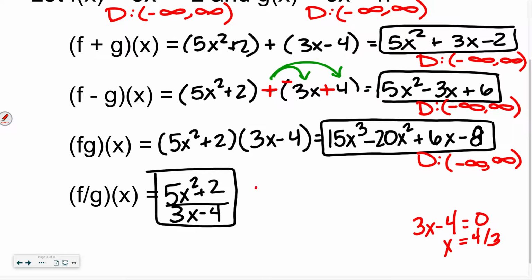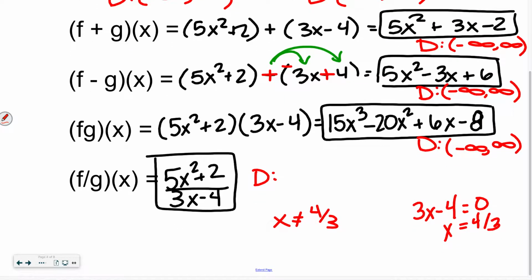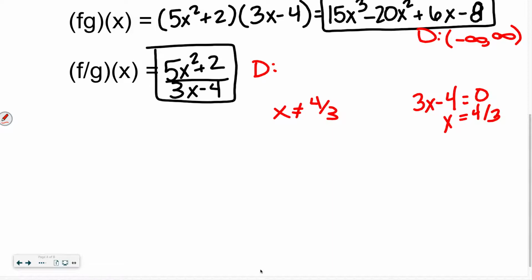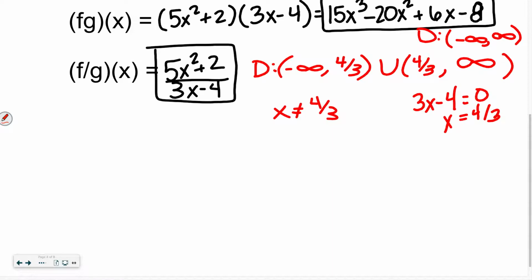In interval notation, how do we say x does not equal 4/3? Bracket is including. So if we don't want to include 4/3, we're going to use a parenthesis. Where should we start? Negative infinity. Go all the way up to 4/3. Skip 4/3 and pick right back up and go all the way to infinity. Everything works except 4/3.